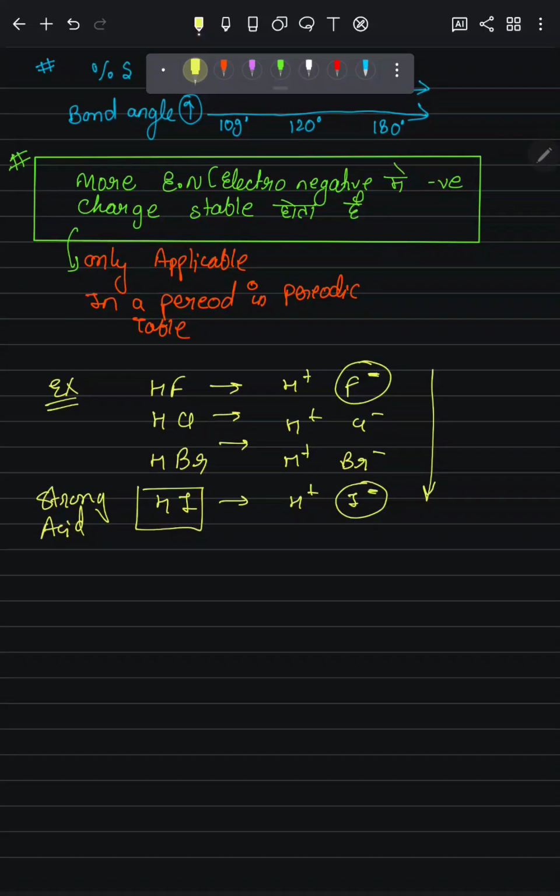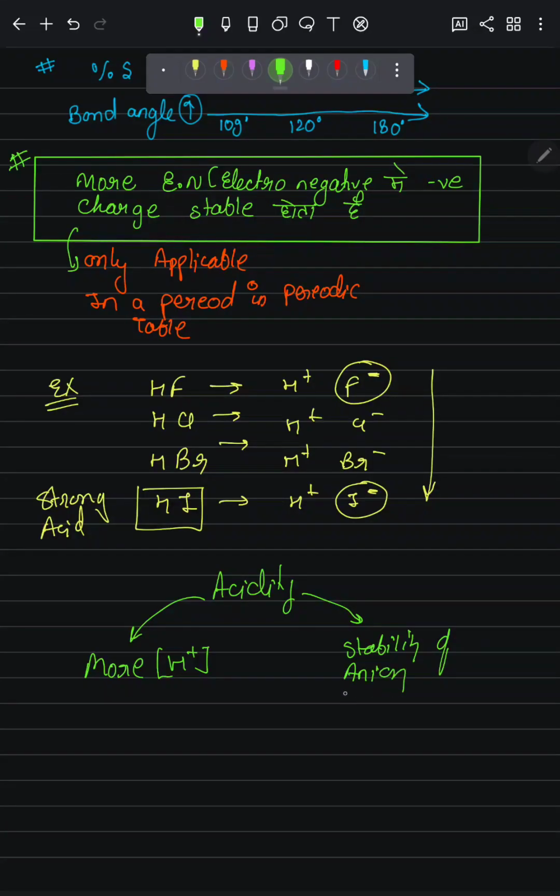We decide acidity with the help of more H plus ion release and the stability of the ion. We can decide acidity with two methods: how much H plus ion will be released, or the stability of the anion formed. Acidity can be determined with these two methods.